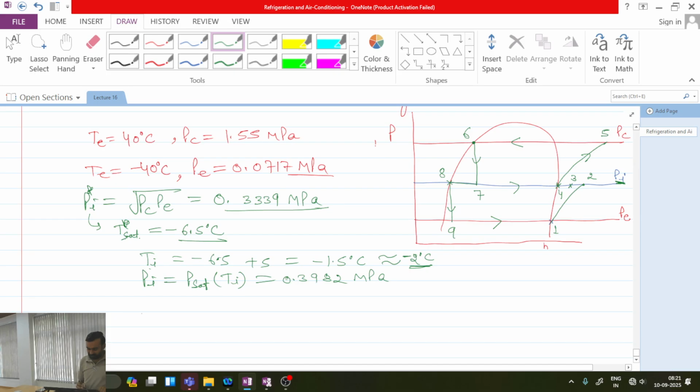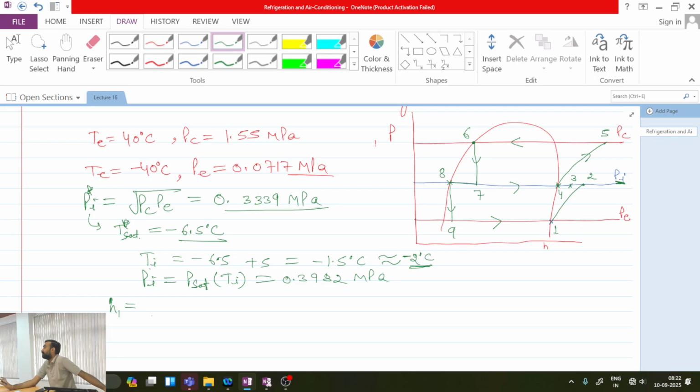What will be the value of enthalpy at point 1? H1 is how much? How to calculate H1? I have a temperature of minus 40 degrees Celsius. State 1 is a saturated vapor state. So corresponding to minus 40 degrees Celsius, from the saturation table I need to calculate Hg. How much? 1550.92. Okay, my table has a different value.